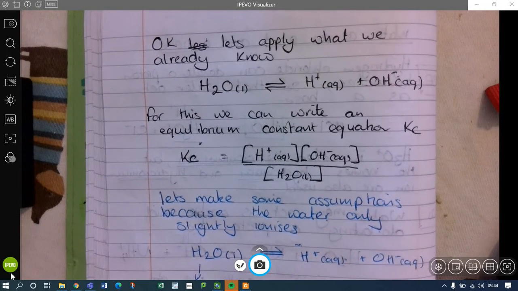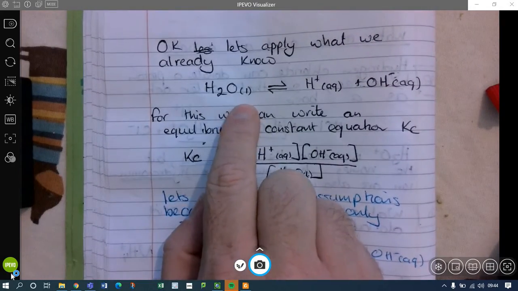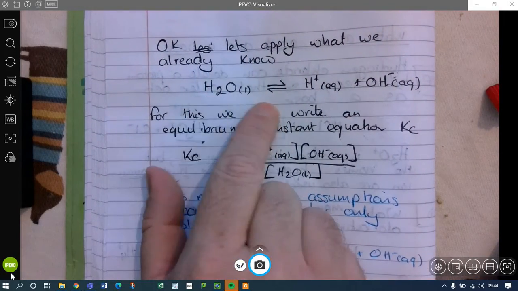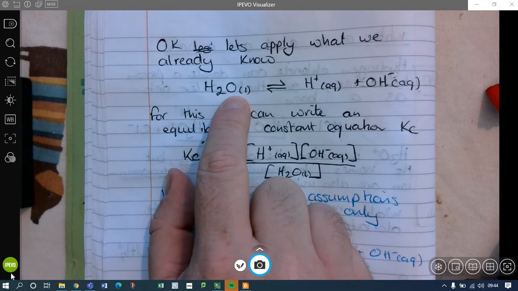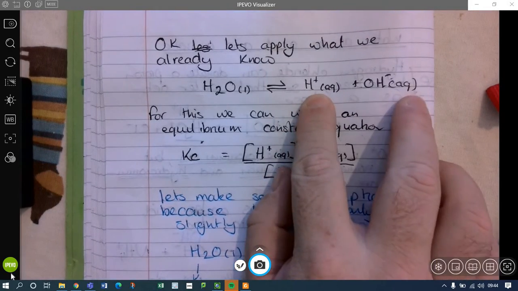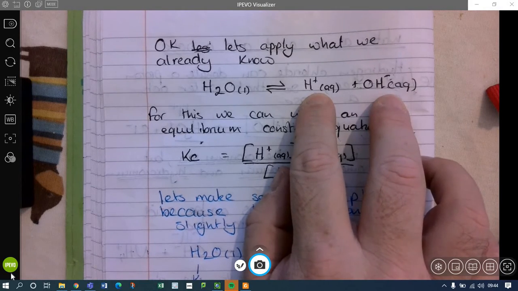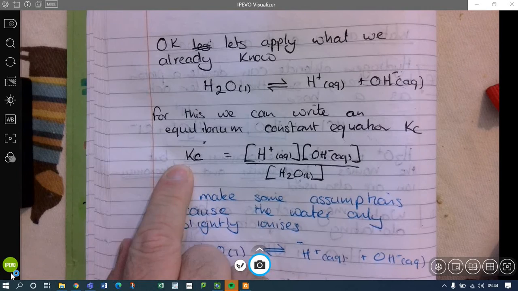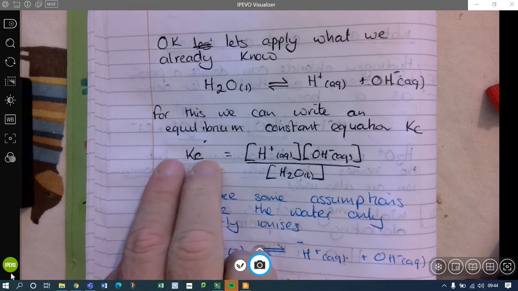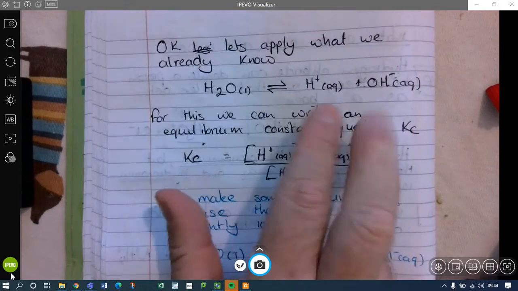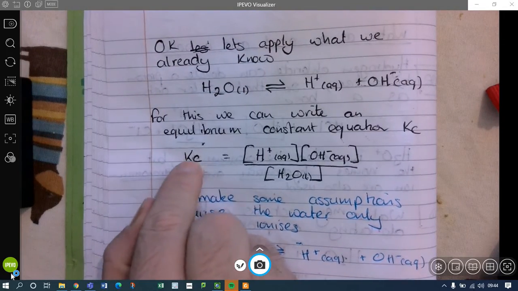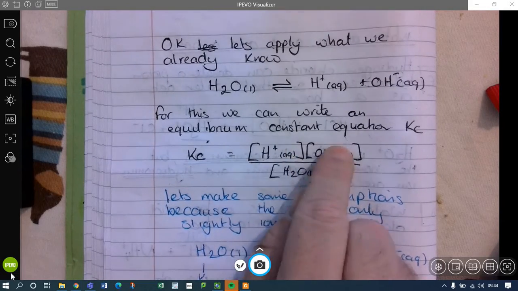Okay, so if we apply what we know, that H2O liquid dissociates into H+ and OH- ions, from that, because we've got this equation we've seen before, where substance A and substance B react reversibly to make substance C and substance D, we've used the equation Kc, which is the equilibrium constant. This equilibrium constant is a way of working out how much of it is in the products form and how much of it is in the reactants form. So when we've worked out Kc, we've got products over reactants.